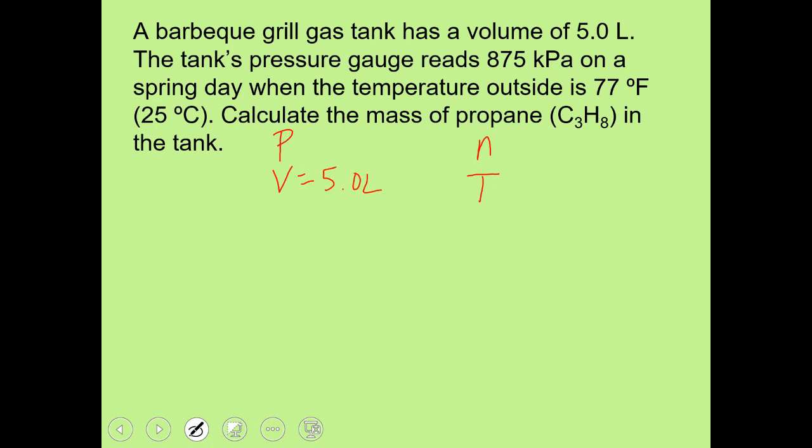So I see the volume as I'm reading. I see the pressure, which needs to be converted into atmospheres, 8.64. The temperature, 77 is Fahrenheit. I don't need that. I need Kelvin, so I'm going to take the 25 and convert that to Kelvin, which is 298 Kelvin. And what I'm looking for here is the moles, which I can then eventually convert into mass.